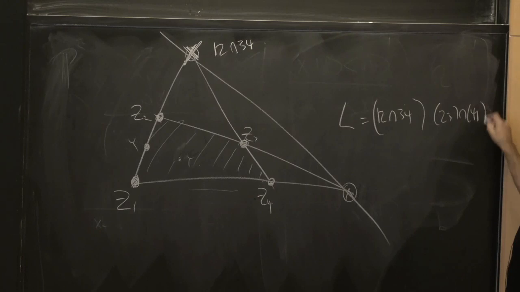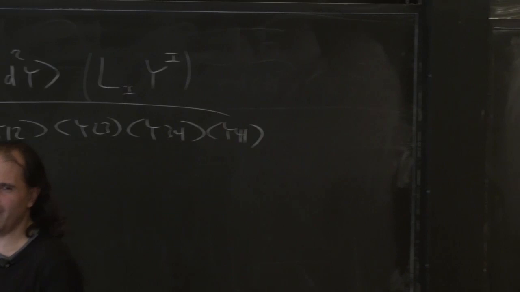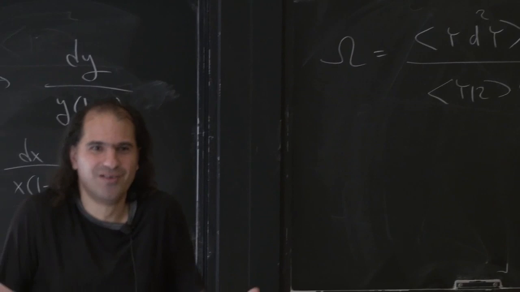Now that's exactly what we saw last time when we just stared at the final answer for the area of a quadrilateral. But it was somewhat mysterious that we got the zero. Now from the point of view of the canonical form, it's totally obvious that we have to have these zeros there.